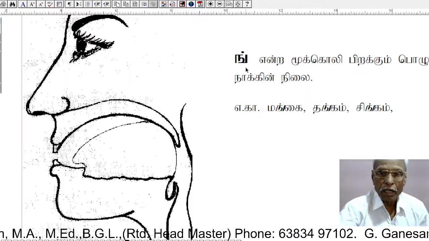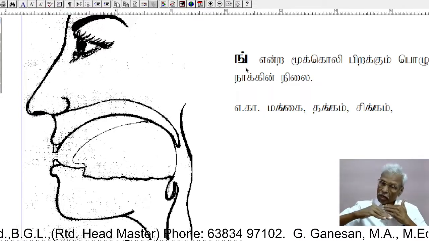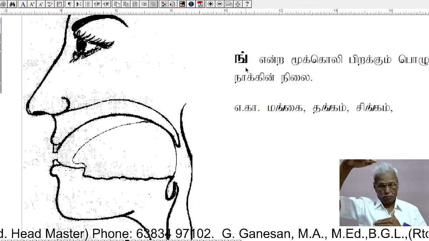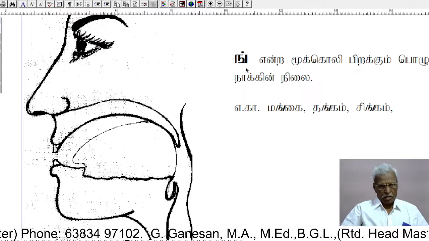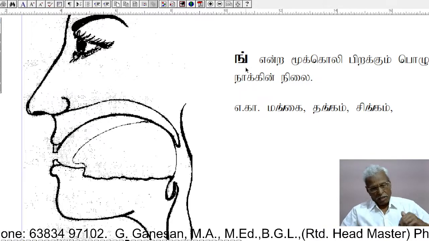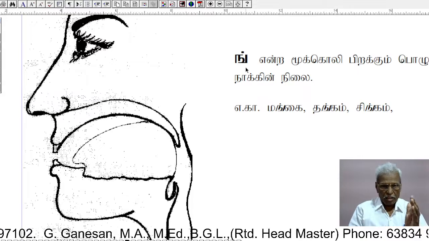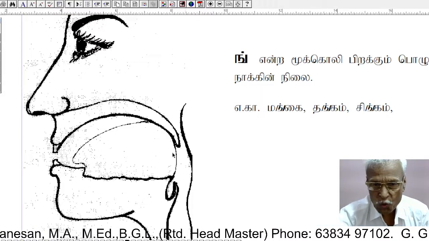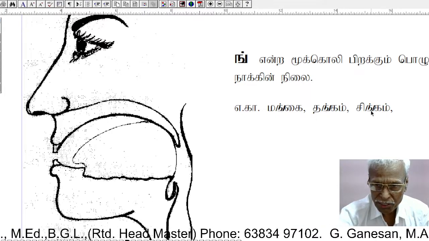That is, 'ing' is produced by raising the back of the tongue towards the soft palate and making a tight contact with that and sending out the air through the nose. Example, mangai, tangam, singam.